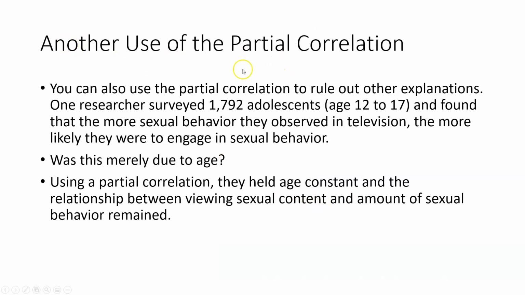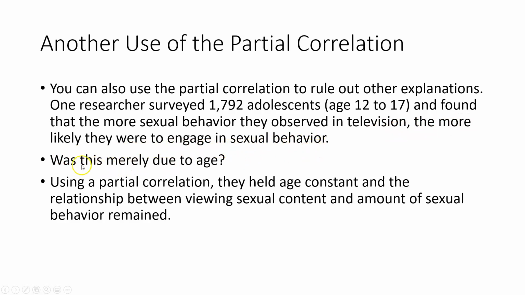Another way you can use partial correlation is to demonstrate that there still is a relationship even after you remove the influence of a third variable that's a potential confounding variable. So you could use the partial correlation to rule out other explanations for a relationship. For instance, one researcher surveyed about 1,800 adolescents between the ages of 12 and 17 and found that the more sexual behavior they observed in television, the more likely they were to engage in sexual behavior.